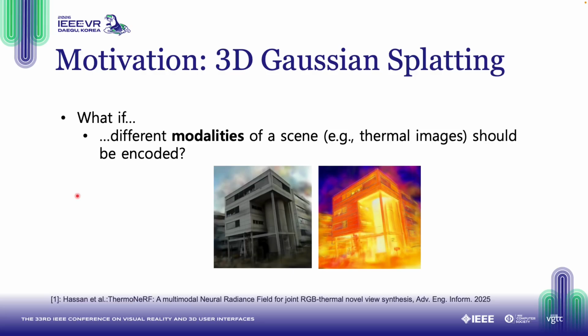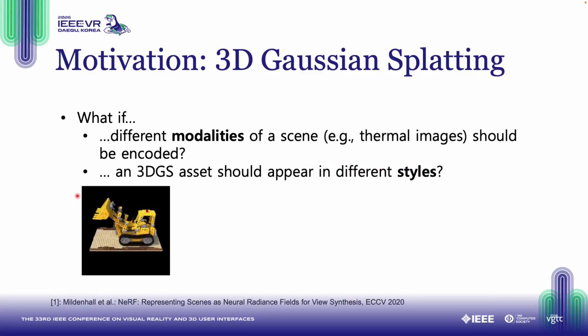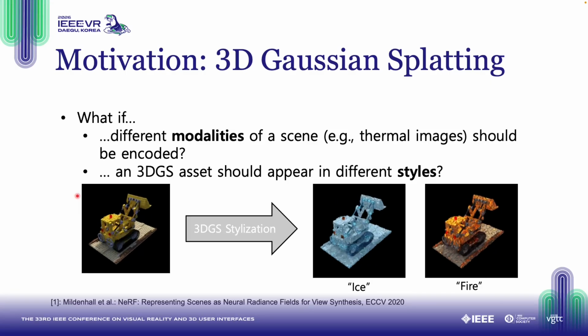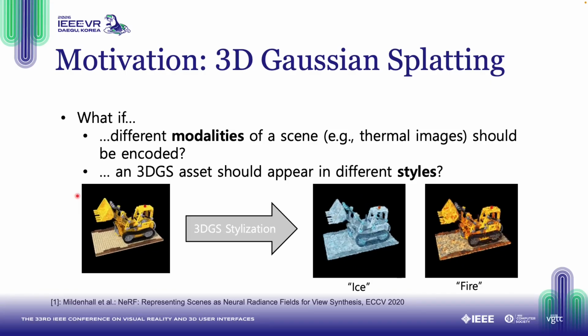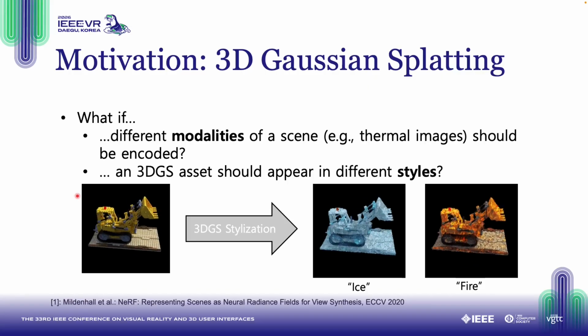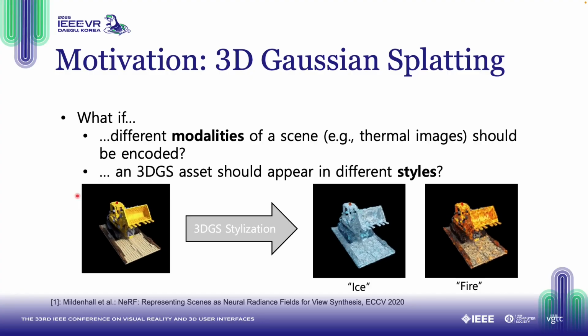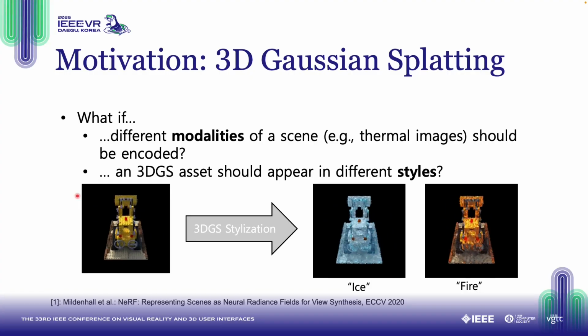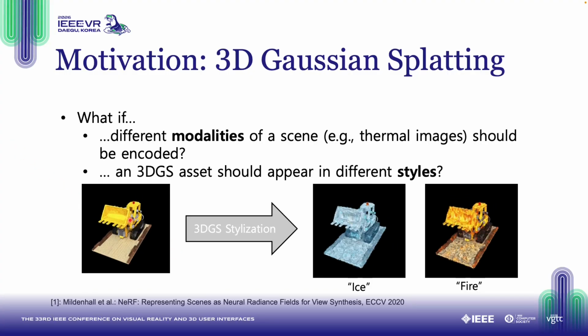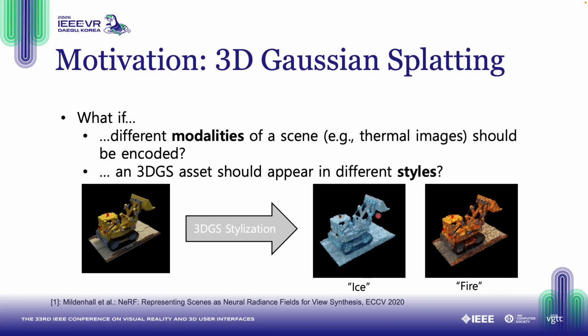Now, what if we want to encode different modalities of scenes into a 3D Gaussian splatting model? For instance, RGB and thermal data. Or what if a 3DGS asset should appear in a different style? With the original 3D Gaussian splatting approach, this example of a stylized Lego model from the synthetic NeRF dataset would require 3 separately trained Gaussian models. One model containing the original asset and a separate model for each stylized asset.